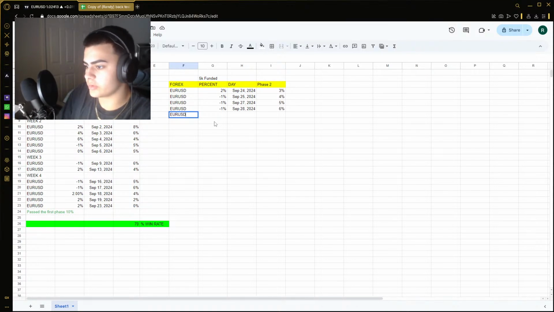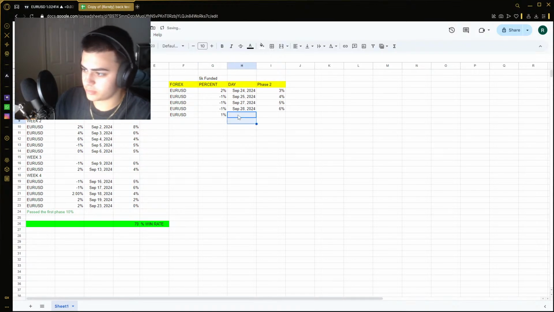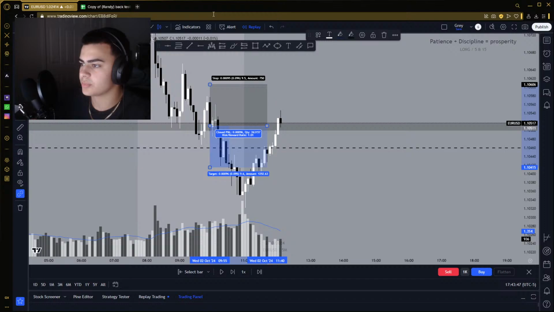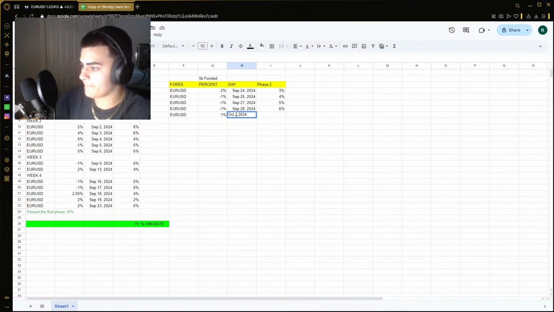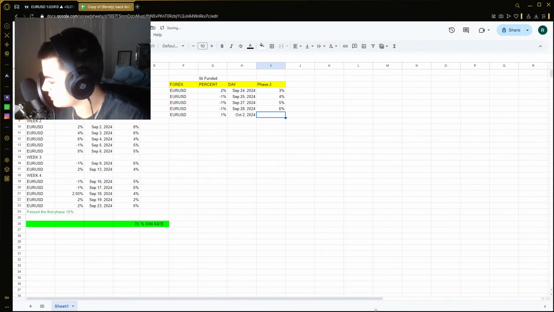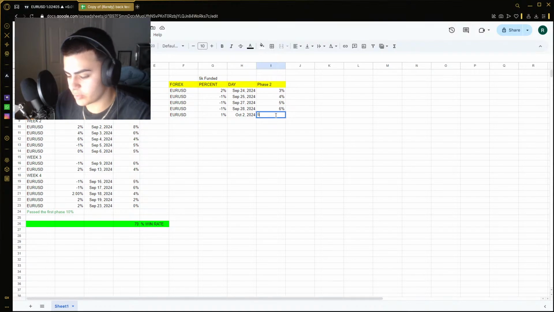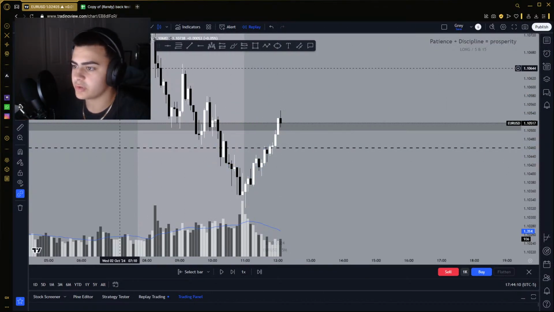So we'll go here, USD, 1%. And this was on October 2nd, 2024. What time is it? It is 5:44. Okay. Then we're back down to 5%. So let's just delete all of this.